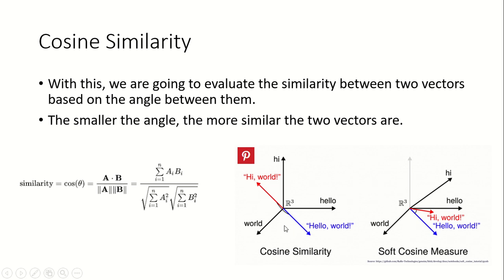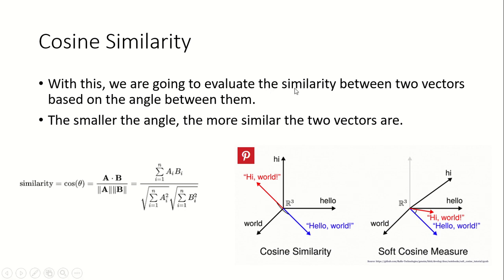You see the angle is very large. That means they are two very dissimilar items. In this case, the angle is less. That means they're very similar to each other. So this is the cosine similarity formula for that: dot product of A and B, over the product of the magnitudes of A and B.